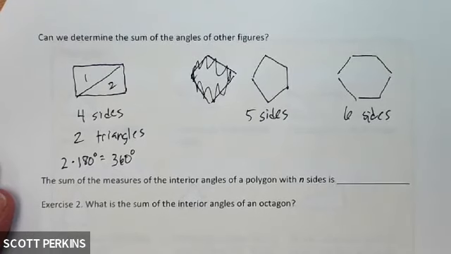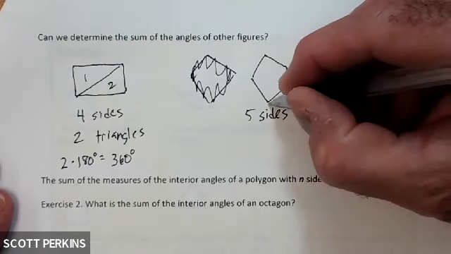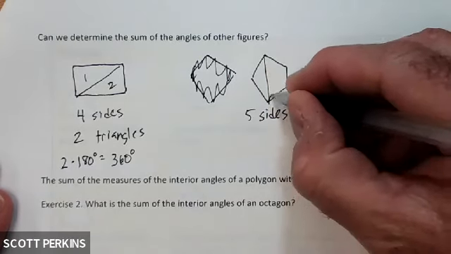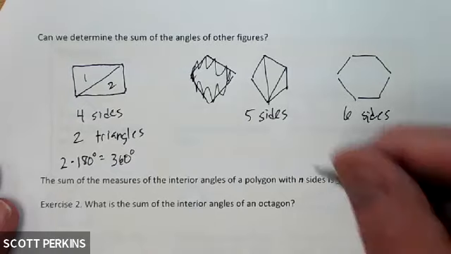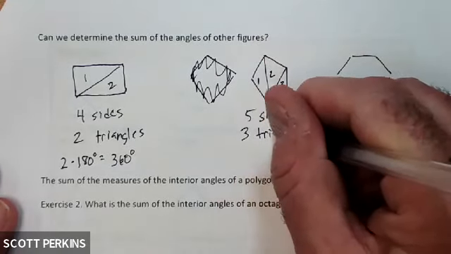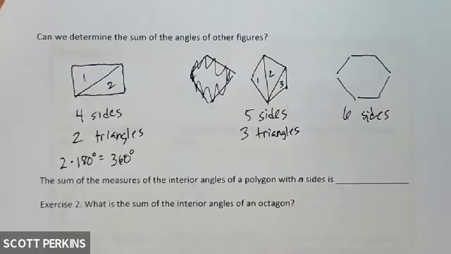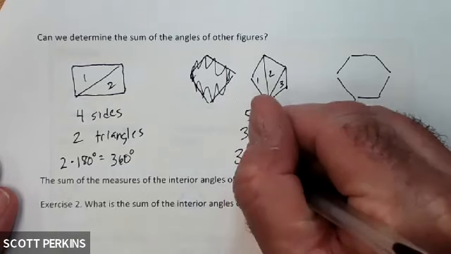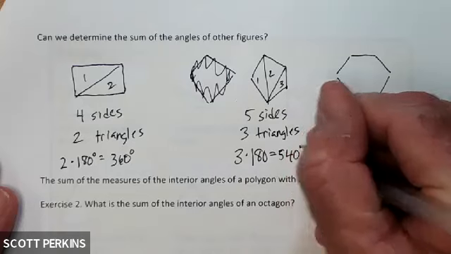So I'm going to do the same thing now with the five-sided figure. I'm just going to pick this bottom vertex. And I notice I can draw all the way over to this one and I can draw all the way over to that one. So for the five-sided figure, how many triangles was I able to cut this into? Okay, yep, there's one, there's two, there's three. So I have three triangles. And each of those triangles has 180 degrees worth of angles. So that's 3 times 180, and that equals 540 degrees.